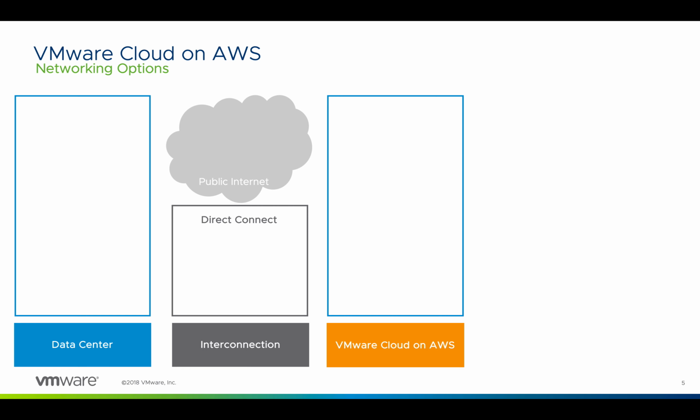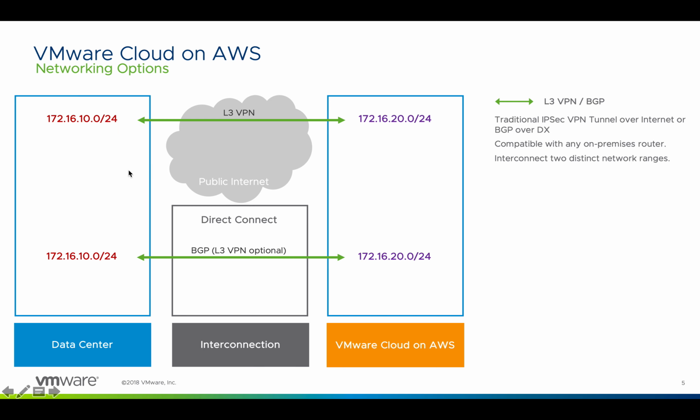Now that I've explained the different physical options, let's look at three different tools. The first one will be a layer 3 connection. Over the internet, you would build a secure IPsec VPN. On the VMC side, it will terminate on our virtual gateway. And on your side, at the data center side, it will terminate on any router or firewall that supports IPsec.